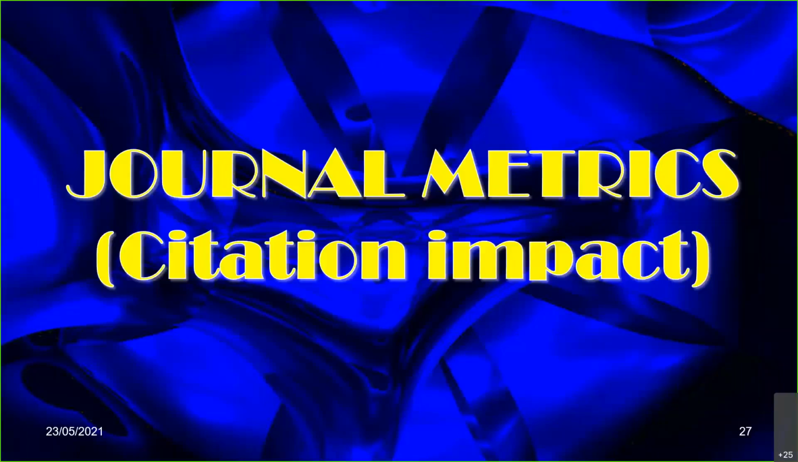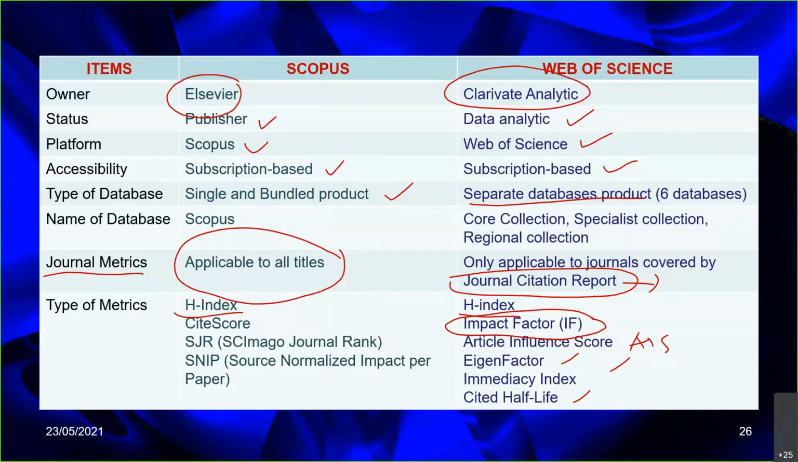Any questions so far? We are almost there. Yes, please ask. Under the status for Scopus and Web of Science, you said Web of Science is data analytics. Are they not also publishers too? No. Clarivate Analytics, the nature of the company is that they do data analytics. That's the nature of their business. Elsevier also does data analytics, but their nature of business is that they are a publisher. You understand the nature of their business? The status means the status of the owner, not the status of the tools, Scopus or Web of Science, but the status of the owner.